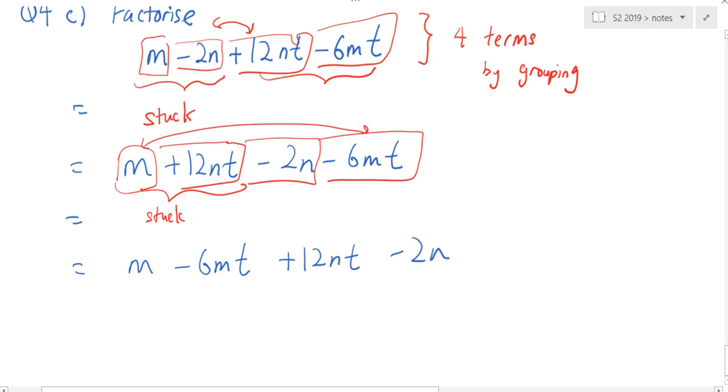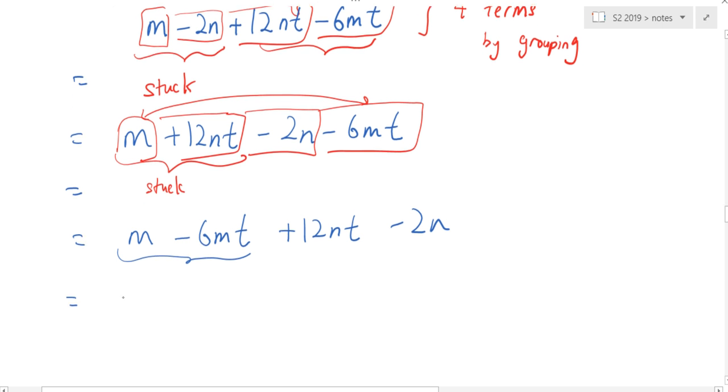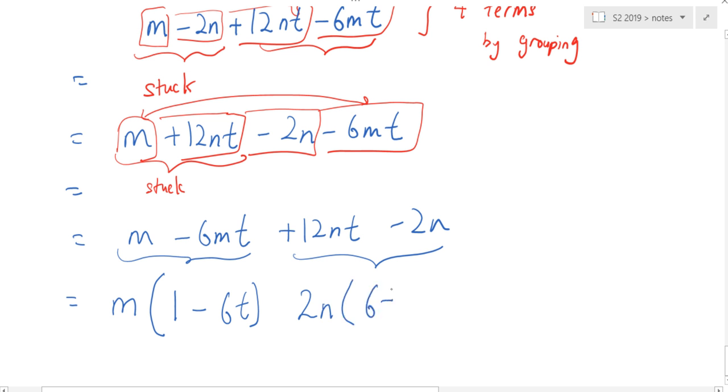Do you know how I get these 4 terms? Are you following so far? Okay, let's try to factorize 2 by 2. What number do I take out? What alphabet do I take out? M. Bracket 1 minus 6t. How about this 2? I can take out 2 and bracket 6t minus 1.